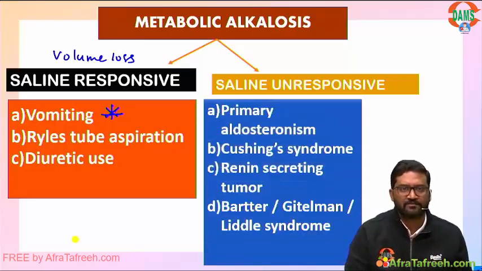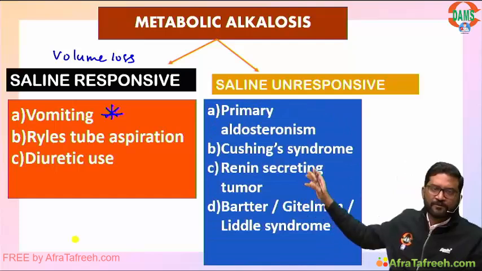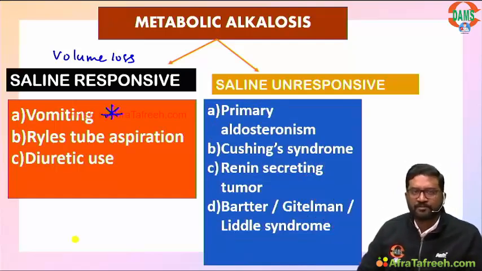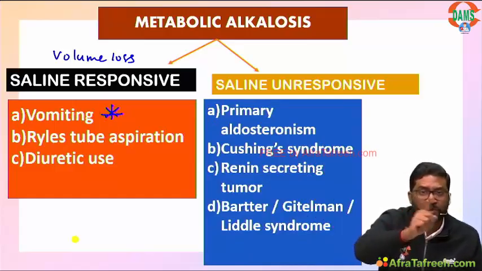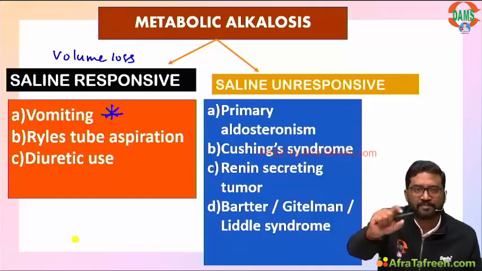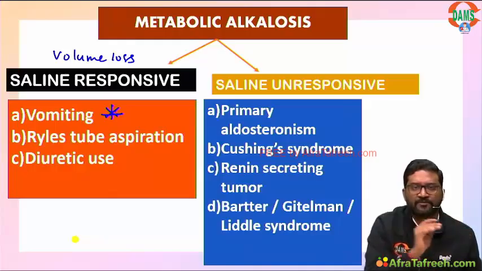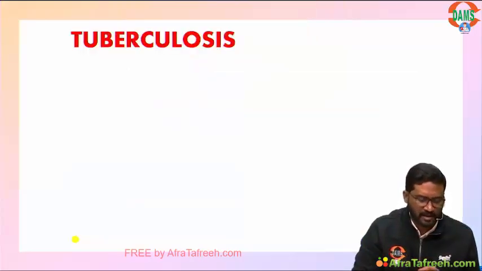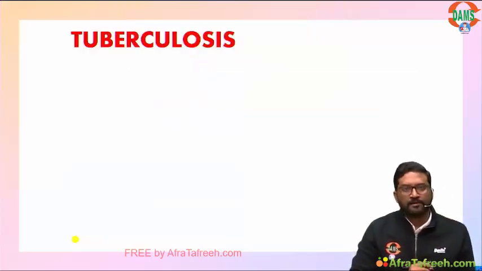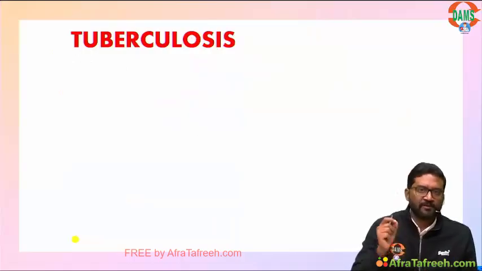Metabolic alkalosis. Saline unresponsive: primary aldosteronism, Cushing syndrome, renin secreting tumor, Bartter syndrome, Gitelman syndrome, Liddle syndrome. So in your exam, they are not going to ask you the mechanism. They'll just give you this name and they'll ask you whether it is saline responsive or unresponsive metabolic alkalosis. So anion gap normal value is 8 to 12.